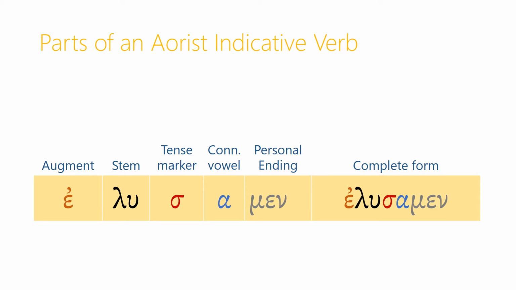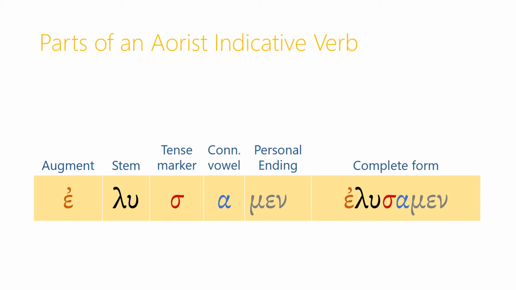Here are the parts of an aorist indicative mood. We have something at the beginning that we haven't seen before, and that's called an augment. It's an epsilon with a smooth breathing mark. The augment only shows up in the indicative mood, and wherever it shows up, it indicates more or less past time. Sometimes an augmented verb can be used for present time, but in general, the augment indicates past time.